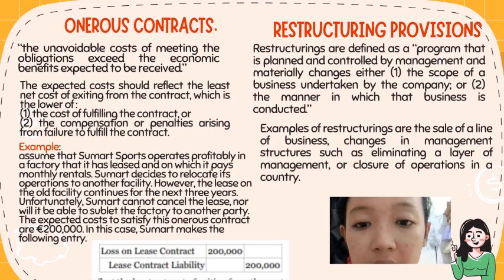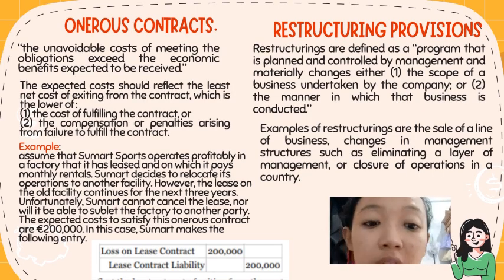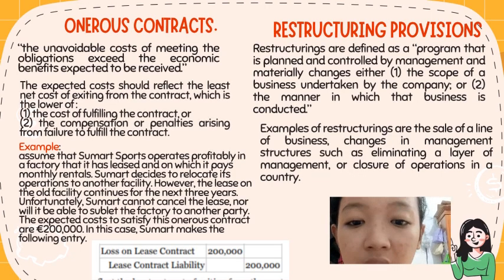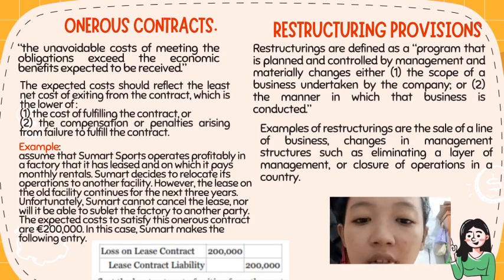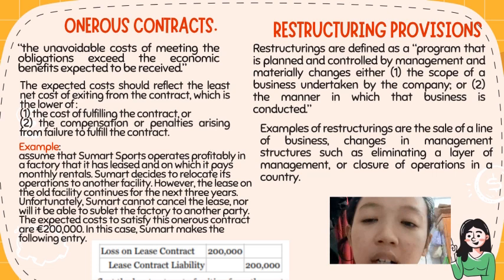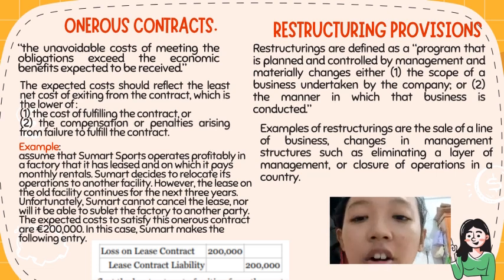Next, we will talk about the onerous contract. It is where the cost of meeting the obligations exceeds the economic benefit expected to be received. So the expected cost should reflect the least net cost of exiting the contract, which is the lower of the cost of fulfilling the contract or the compensation or penalties arising from failure to fulfill the contract.